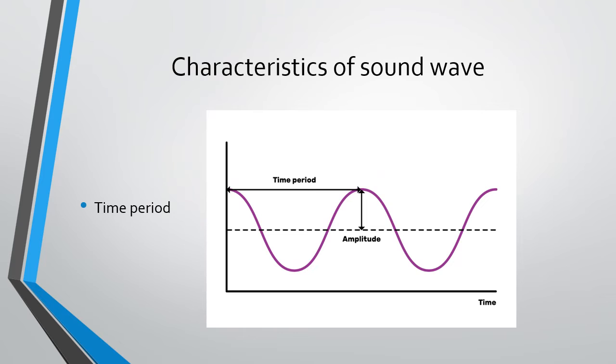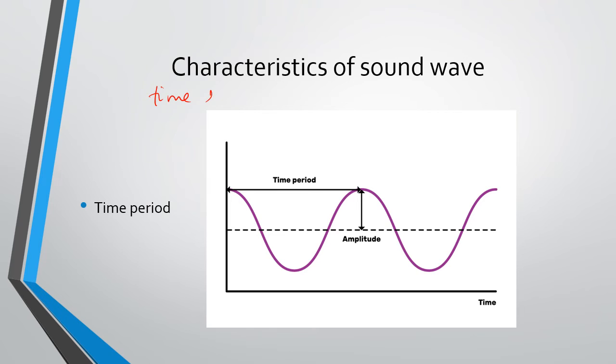The next characteristic of sound wave is the time period. The time taken for one oscillation of pressure or density at a point in the medium is called the time period. That is from here till here. How much time it takes for that oscillation to occur is called the time period. Then the next time period would be from here till here. So I would write here, what is the time period?